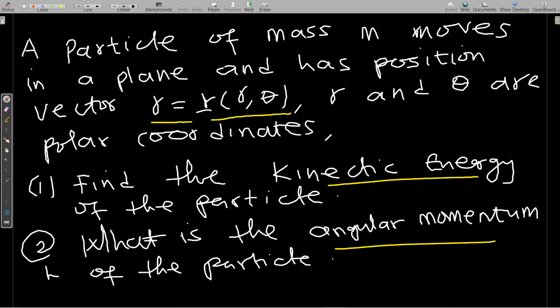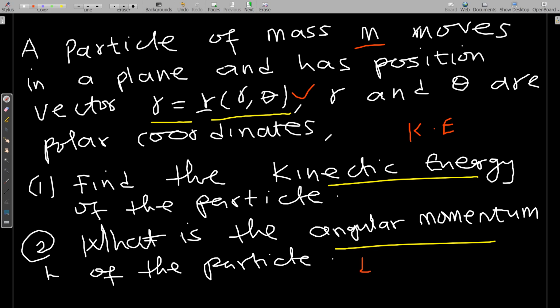Now the first one is a particle of mass m, so you have to underline that one as well. If you underline this mass m, it moves in a plane and has a position vector, where r and theta are polar coordinates. Find the kinetic energy of the particle, KE. Second one is, what is the angular momentum L of the particle?